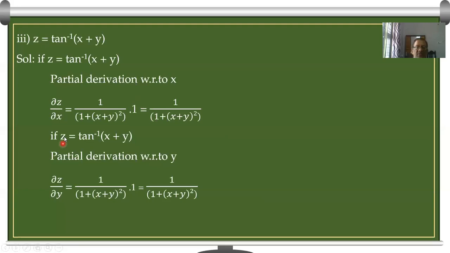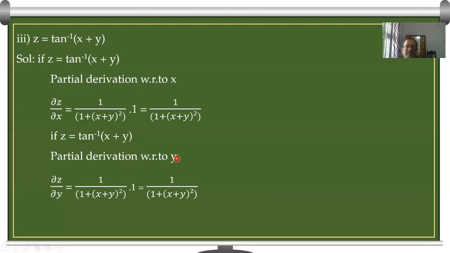Again, I am taking the function and applying partial derivation with respect to y, that is dou z by dou y. 1 by 1 plus y plus x whole square is the derivation formula. Tan inverse derivation is 1 by 1 plus x square, and now the inner function derivation: operating with respect to y, x is 0 and y is 1. Therefore 1 by 1 plus x plus y whole square. It is the derivation with respect to y, completed.